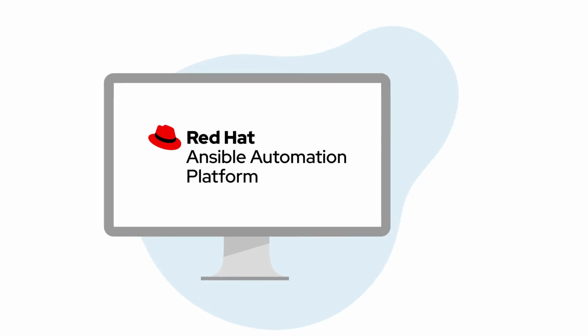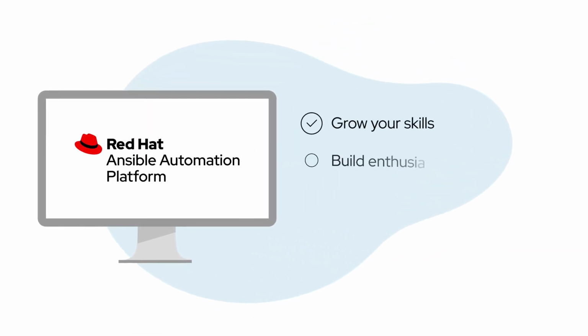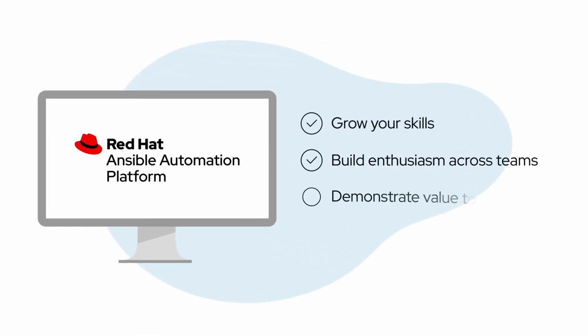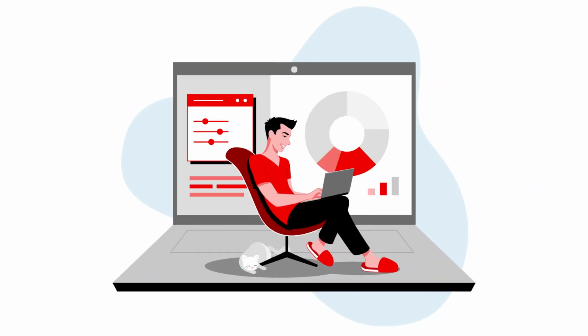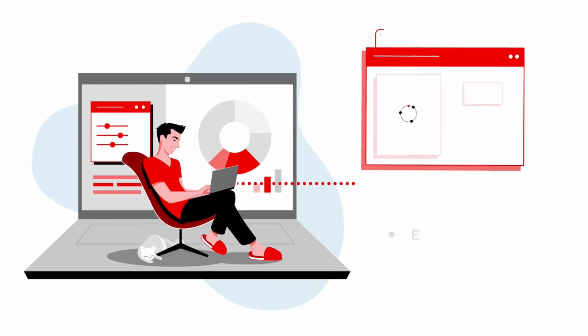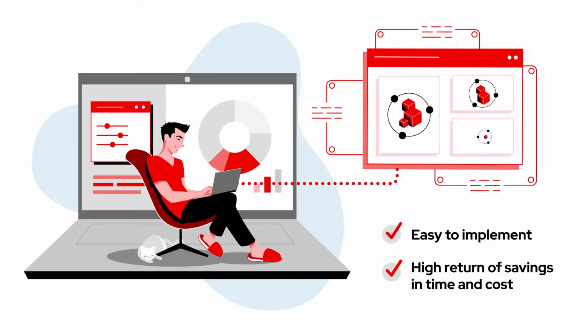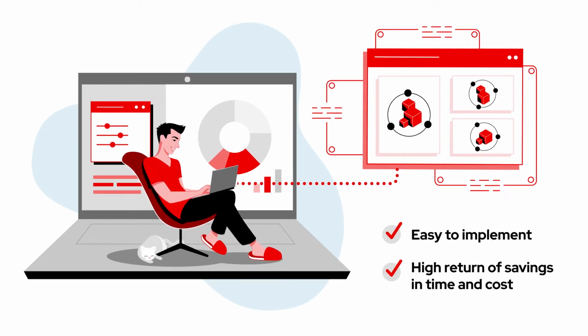If you're new to Red Hat Ansible Automation Platform, the best way to grow your skills, build enthusiasm across teams, and quickly demonstrate value to leadership is to start with a few simple automation projects. Smaller tasks that are easy to implement yet have a high return of savings in time and cost.